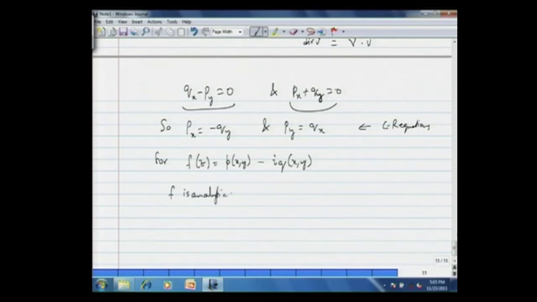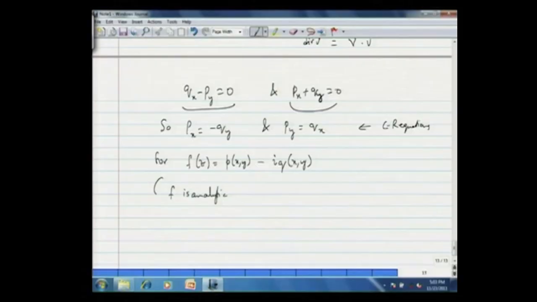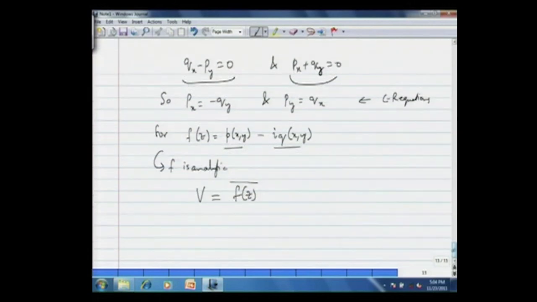I am further assuming that p and q are differentiable, or their further partials exist and the partial derivatives of p and q are continuous, so that I can make this conclusion. That conclusion needs the hypothesis that p_x, q_y, p_y, q_x are all continuous. So, I will assume the continuity so that f is an analytic function with p as the real part and minus q as the imaginary part. Then v is actually the conjugate of f of z, because it is p plus i q. So, v is the conjugate of f.